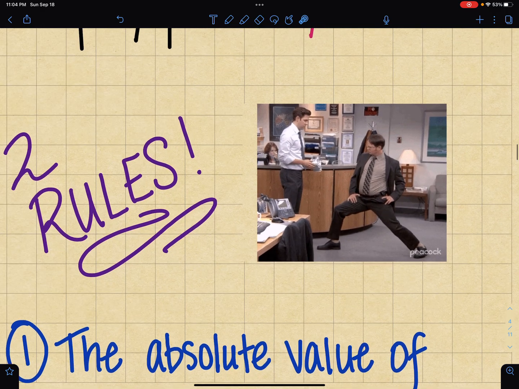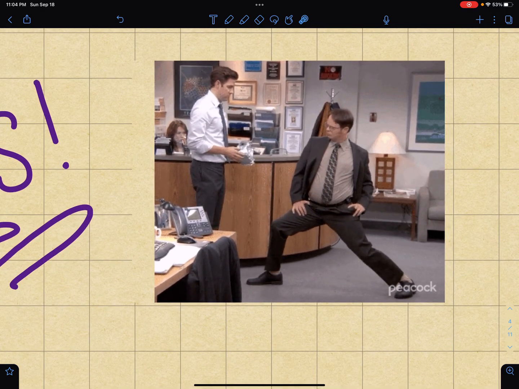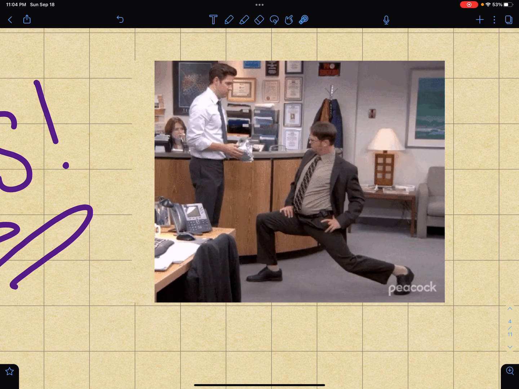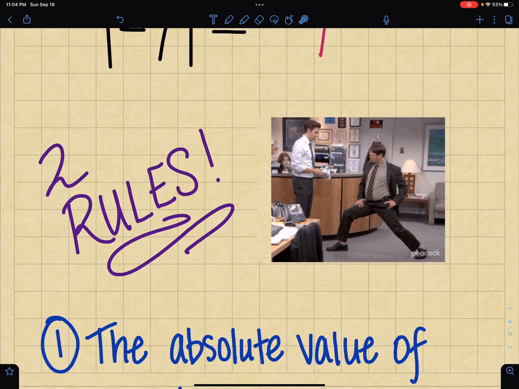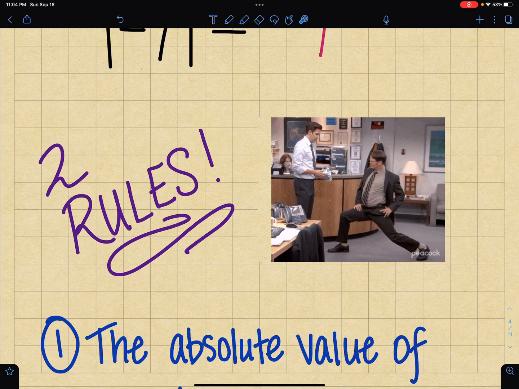2 rules. I thought of Dwight here because he's like, learn your rules. You must learn your rules. Anyway, so here's the 2 rules that you must learn about absolute value.